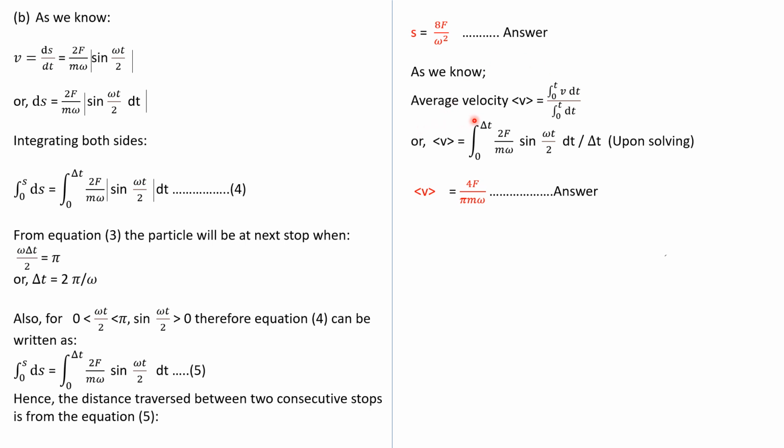Also, we know that the average velocity is the integral of v dt from 0 to t divided by the integral of dt from 0 to t. So this is the equation. We have to find the average velocity between two successive stops, meaning from 0 to delta t. So we can easily calculate by putting the value of v, with limits 0 to delta t, and below, 0 to delta t. Upon solving this, we will get the average velocity.